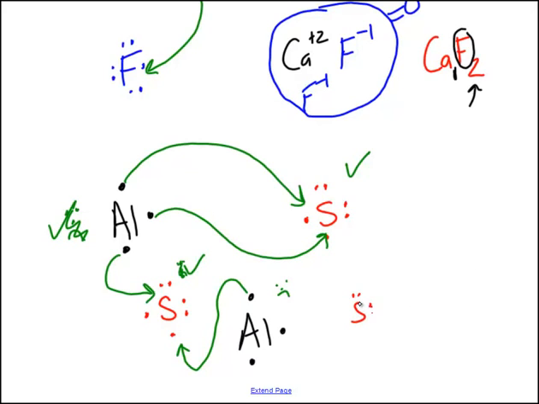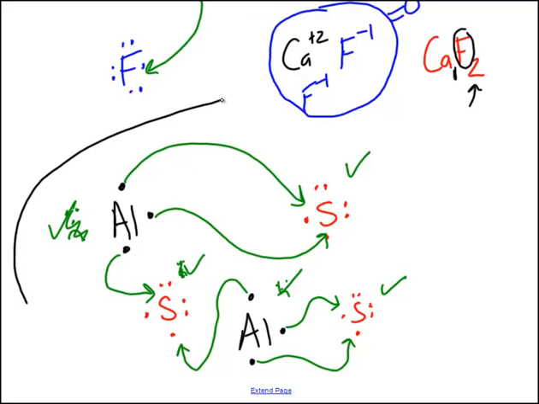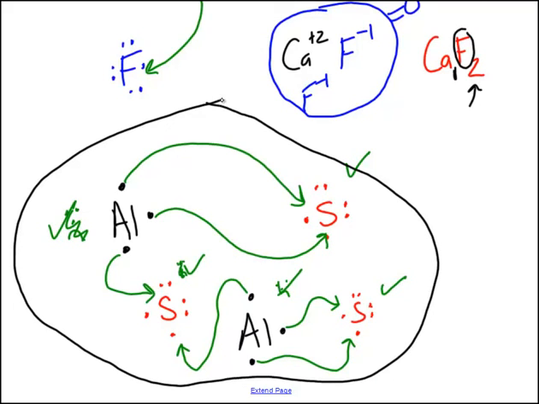And we'll keep bringing in the other element until everyone is completely satisfied, and you'll see that aluminum now is happy, and sulfur also has a stable arrangement. So what we can do is look at all of it together and see what this is. Just like we did up here with the calcium and fluorine, we're going to do down here with the aluminum and sulfur.